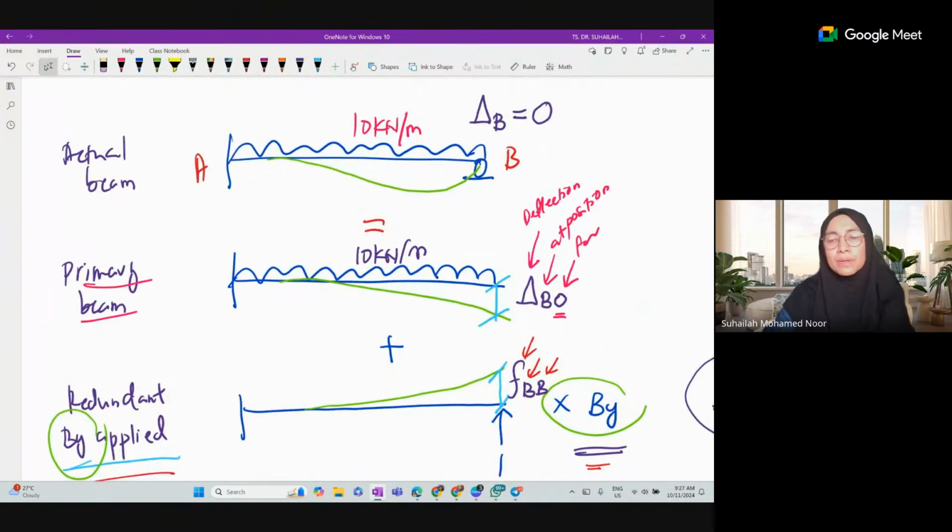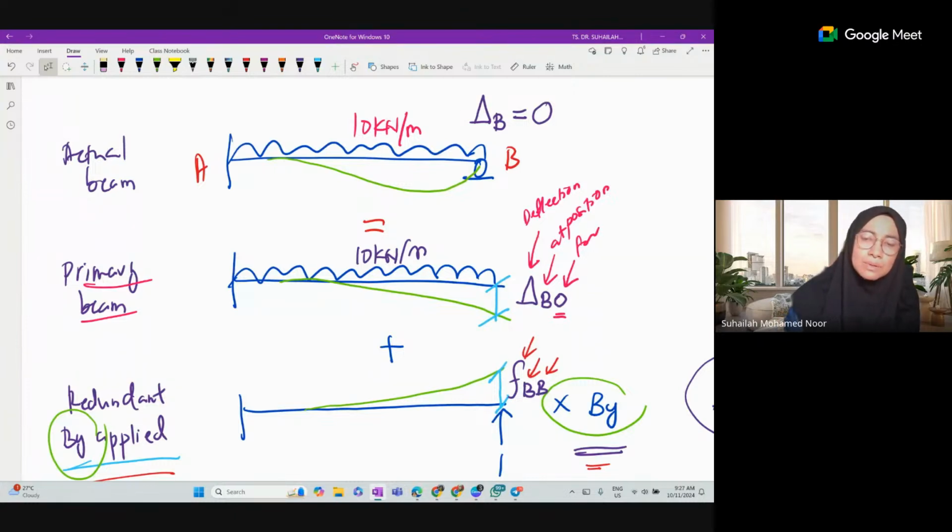Okay, so we have this: actual beam, primary beam, redundant beam, redundant BY applied. Now we will relate all this using the principle of superposition. Using the principle of superposition, we will write the equation of displacement. Remember, the principle of superposition states that actual beam equals primary beam plus redundant beam.